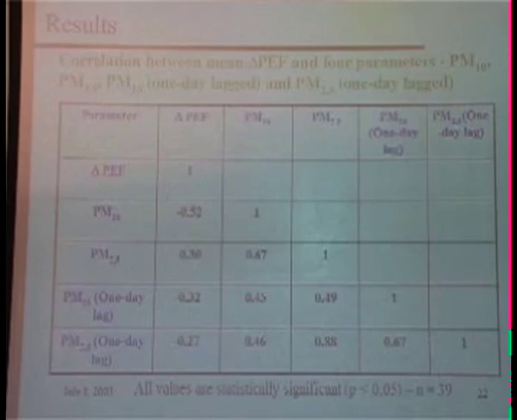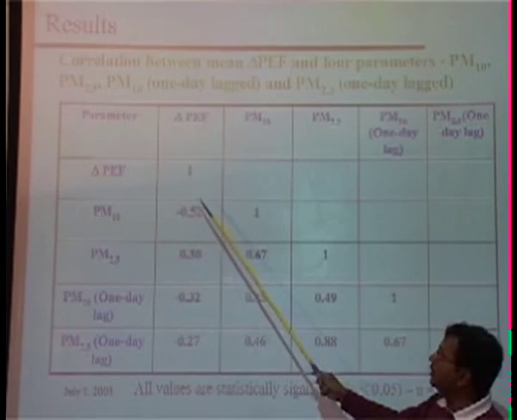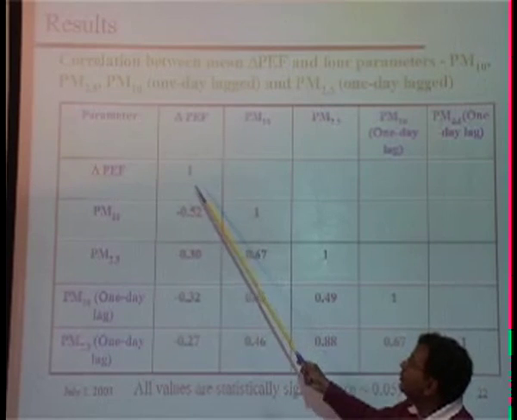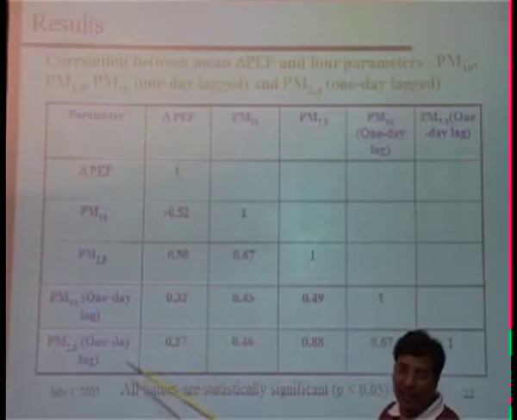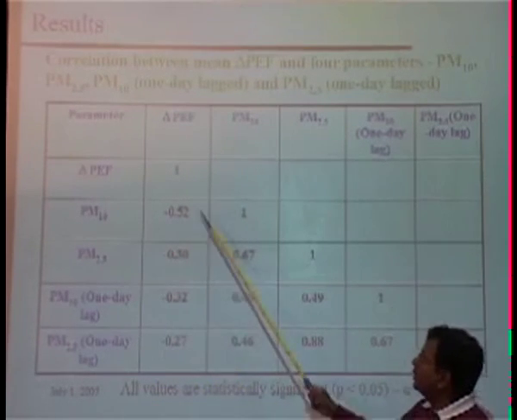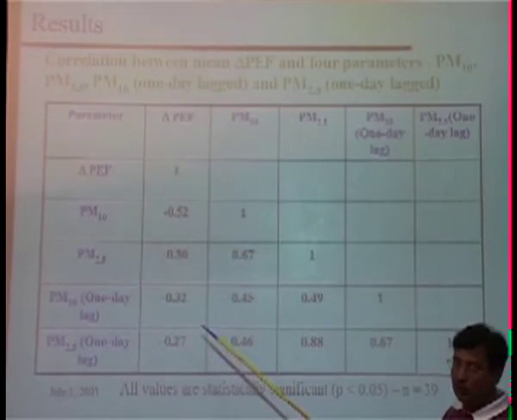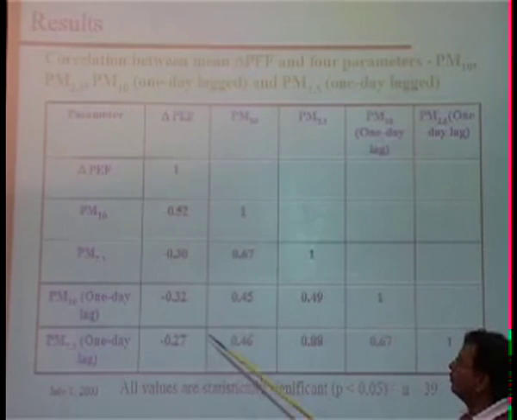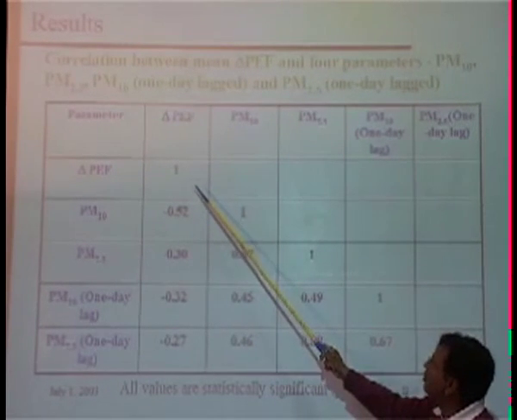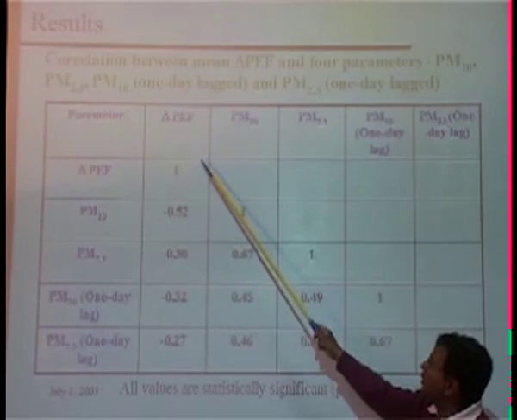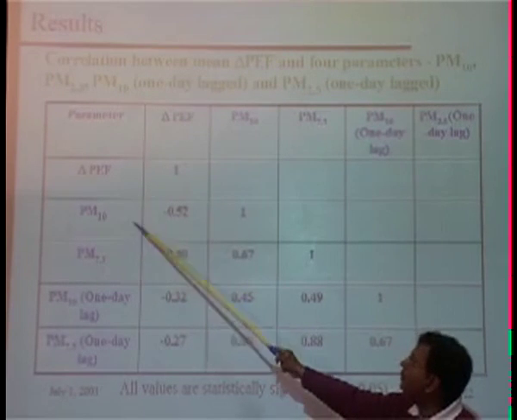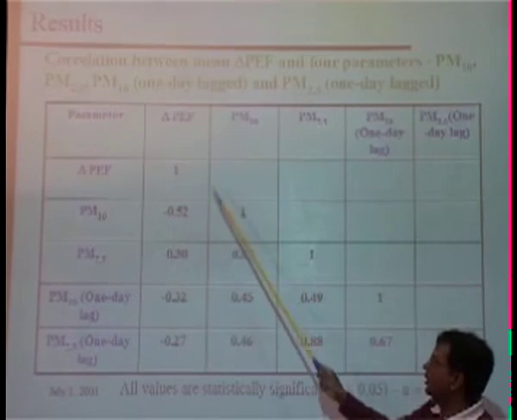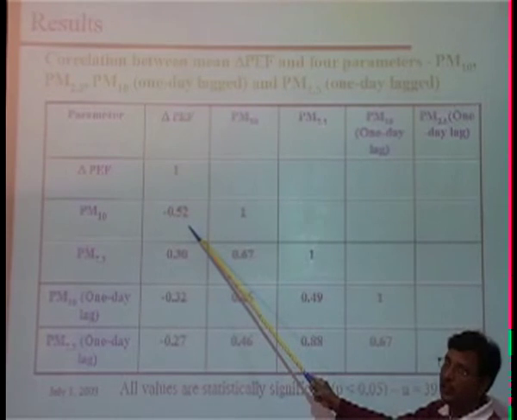But then what the student did was that this delta PF, he correlated with respect to PM10, PM 2.5, and with PM10 1 day lag. They took the PF value for the next day and the PM10 value the day before, and then PM 2.5, and they could see there was a correlation between delta PF and PM10, a negative correlation. It means as the pollution level went up, the performance, delta PF, decreased.